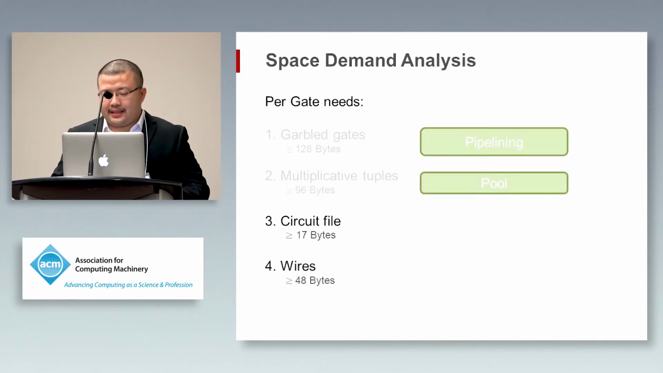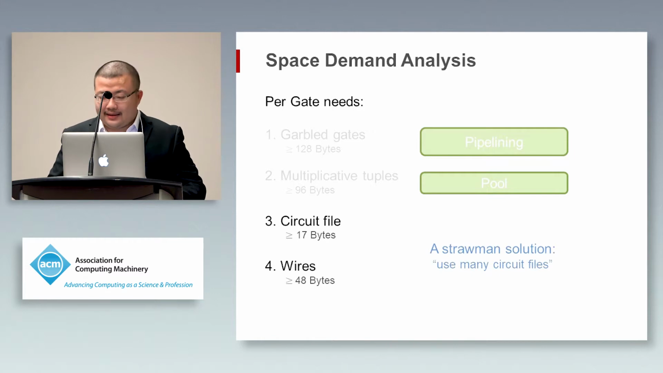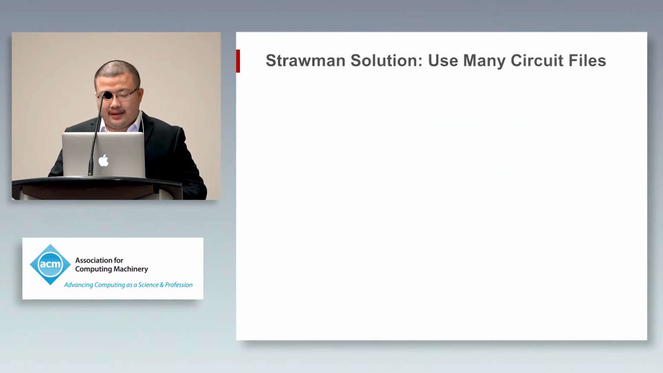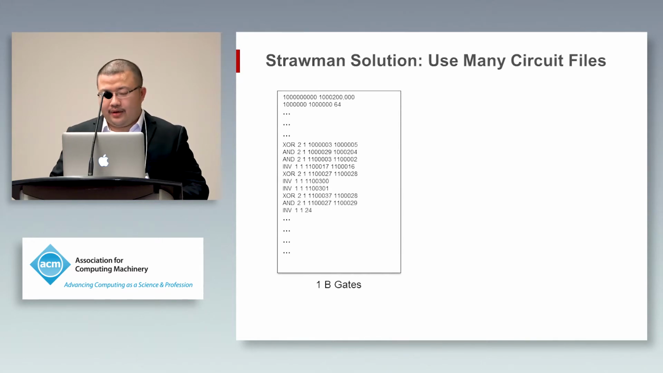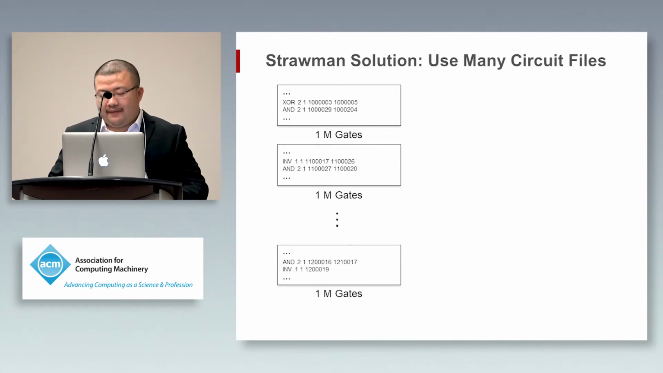Now, let's focus on reducing the space demand of the remaining 2 factors, the circuit file and the wires. A straightforward solution to reduce the space demand is to use many circuit files instead of a huge one. Can this solution work out? Well, suppose we have a huge circuit of 1 billion gates. We could generate small circuit files dynamically so that none of them is too large to store. This approach may reduce the space requirement for the circuit file to a constant. However, this is far from satisfying.